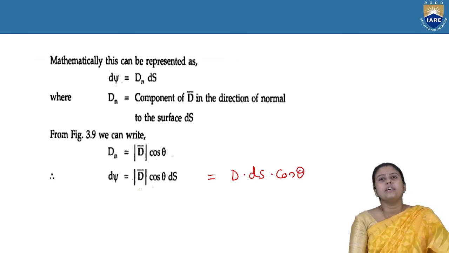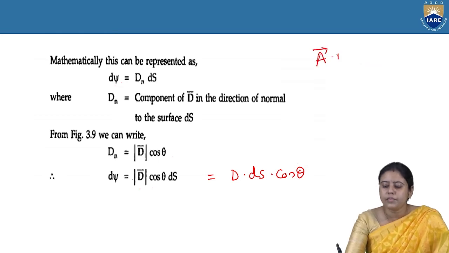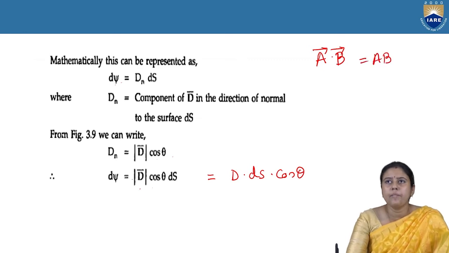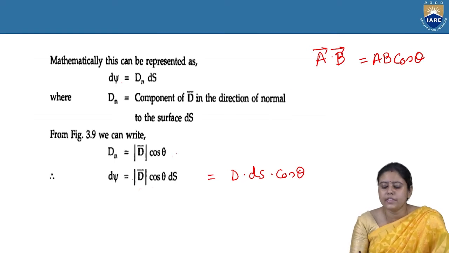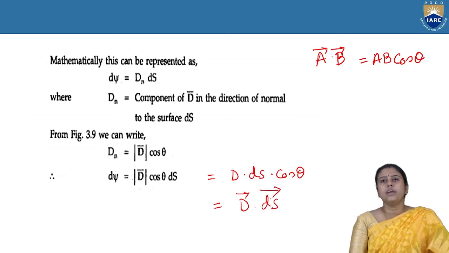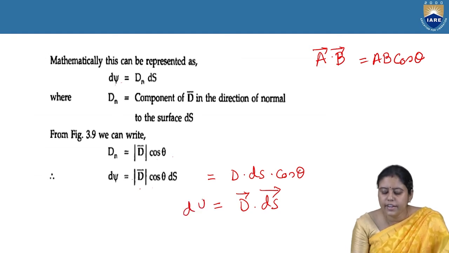So if we recap our previous lecture, A dot B is equal to AB cos theta. What is A dot B? A dot B equals AB cos theta. If we compare these two equations, we can write D dot ds as equal to d psi.